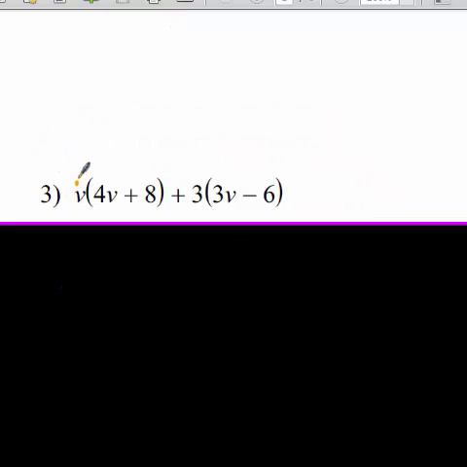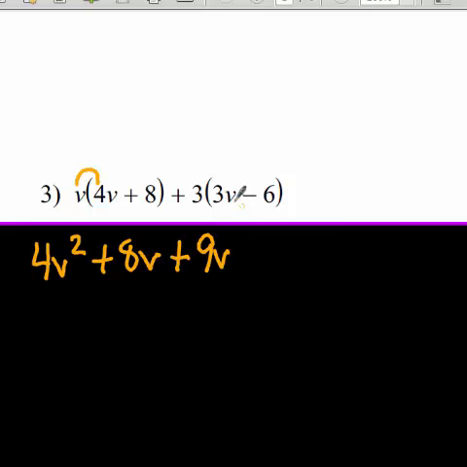Okay, for problem 3, once again, distribute v times 4v. So there are 2 v's, and that makes v squared. V times 8 would make a positive 8v. 3 times 3v would make a positive 9v. And 3 times negative 6 would make a negative 18.